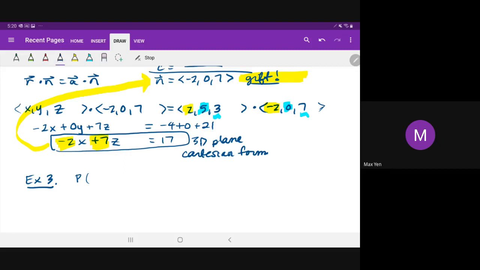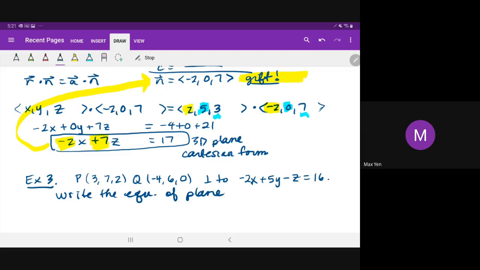Yeah, let's have point P is (3, 7, 2), point Q is (-4, 6, 0). And it says it's perpendicular to -2x + 5y - z = 16. So that's the problem. And it says write the equation of the plane.